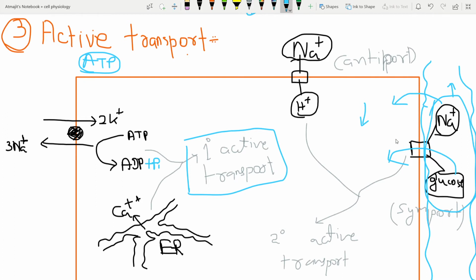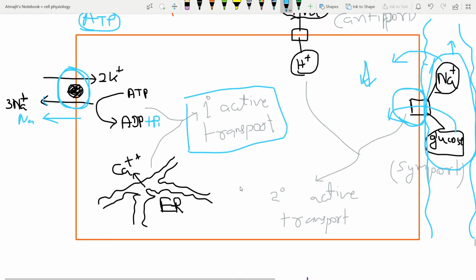This is called symport because two molecules are coming into the cell simultaneously. Here no ATP is used directly, but to decrease the sodium concentration of the cell, we have to activate this process so that the sodium can go out of the cell. So here ATP does not work directly, but is used indirectly. So this is secondary active transport.